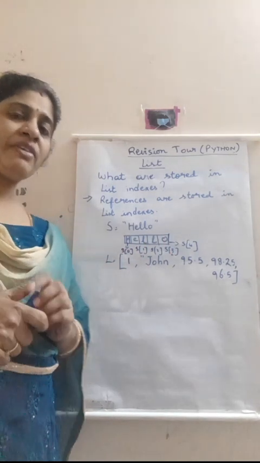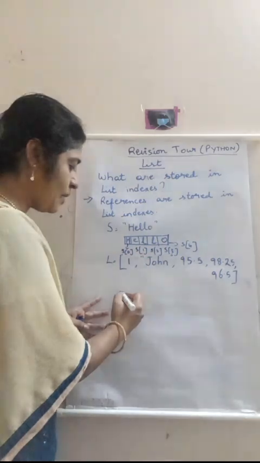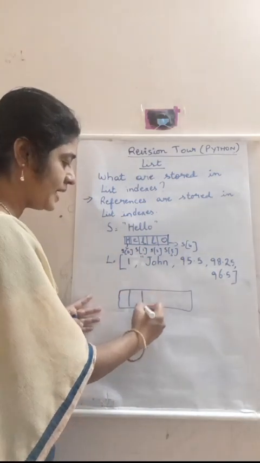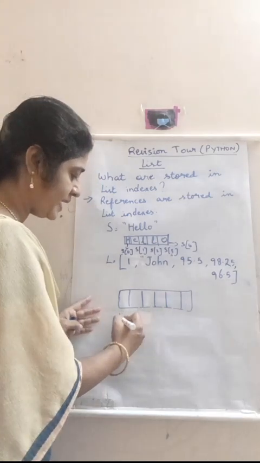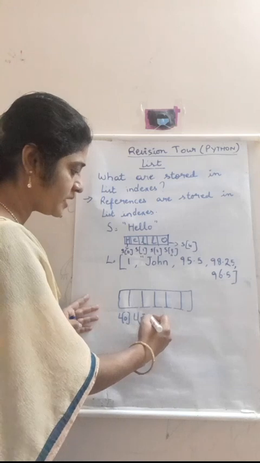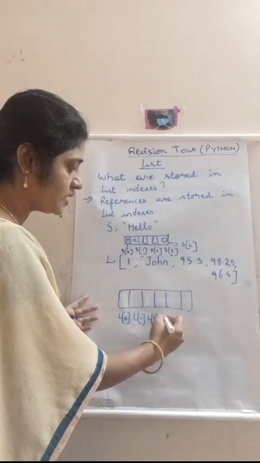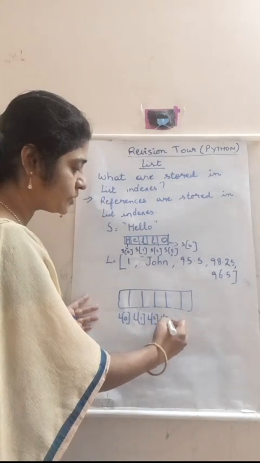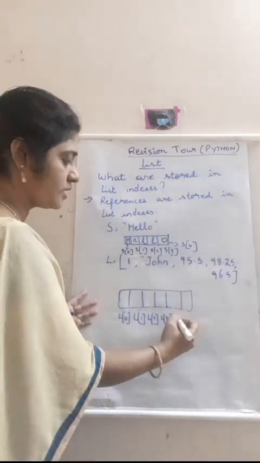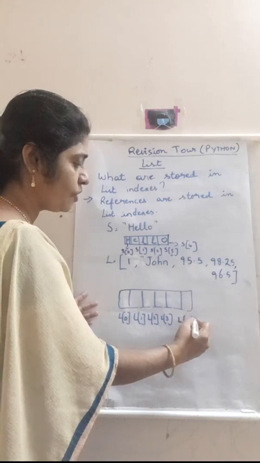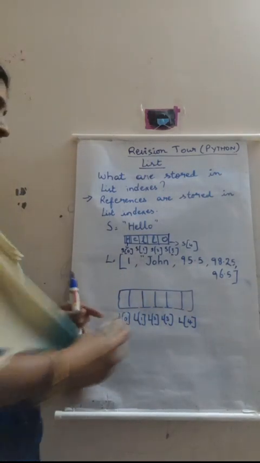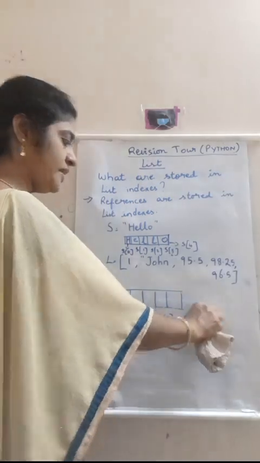So what exactly will get stored in the indexes of L? In L of 0, what will get stored? In L of 1, what will get stored? In L of 2, what will get stored? And in L of 3, what will get stored? Indexes 0, 1, 2, 3, 4. And in L of 4, what will get stored?